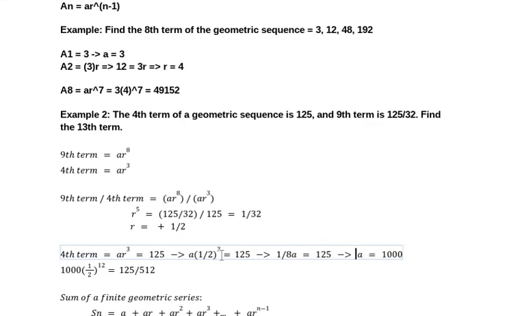And then we know that a is 1000 and r is 1 over 2. So 1000 times 0.5 to the power of 12 is going to be equal to 125 divided by 512.